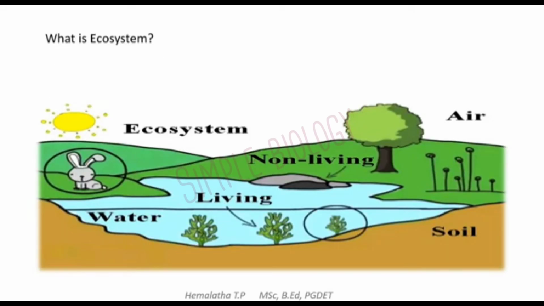So let us first understand what this ecosystem is. Eco means something which is related to the environment, and the system is what is formed. So what is in the environment forming the system? It is the combination of non-living things along with the living things forming the system that is called ecosystem.